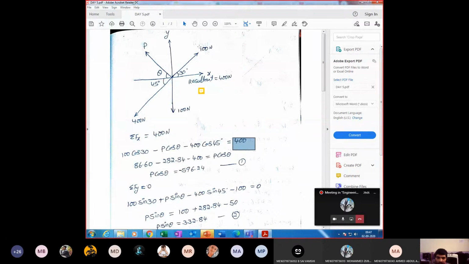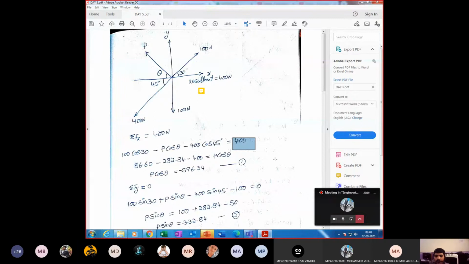Resolution means I want to bring this 100 to the x-axis. How much effect will be there on the x-axis means I want to bring this 100 to this axis. Then what do I have to write? 100 cos 30. I want to bring this 100 Newton along the y-axis, so 100 sin 30, because theta is not there. Wherever the theta is not there, that is the sin component. Wherever the theta lies, that is the cos component. Understood? Yes, sir.